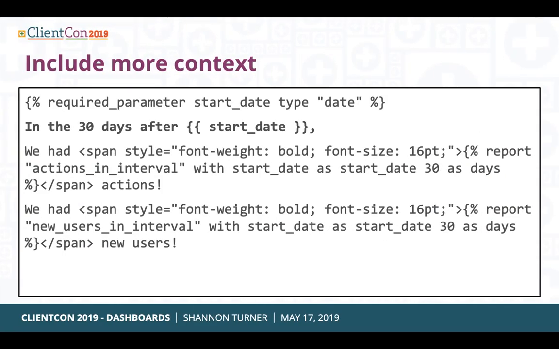And let's add in some additional context to the report that reminds us that it's pulling information for those 30 days after the date that we entered. Because before I was just saying, we had 6,000 actions. And that's fine, but 6,000 actions when? So here, now we're saying, and I've highlighted here in bold, in the 30 days after the start date that you specify, we had this many actions. We had this many new users. So go ahead and give that a try and see how that works for you.